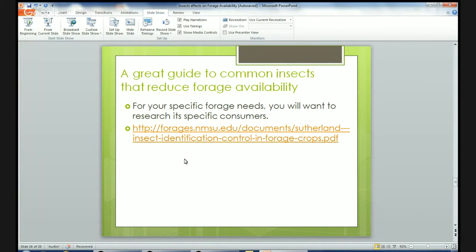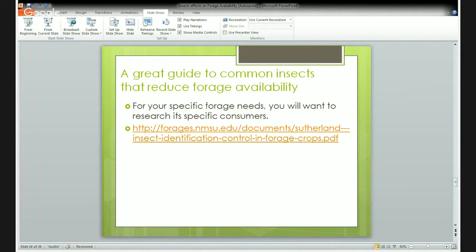Here is a great guide to common insects. So I'm going to need to open that really quickly. And let's see here. I'm going to open it, and then we are going to go over to this other PowerPoint. And I did not create this other PowerPoint, an entomologist did, and an entomologist I am not. But I can share with you. So I'm going to stop my screen sharing.